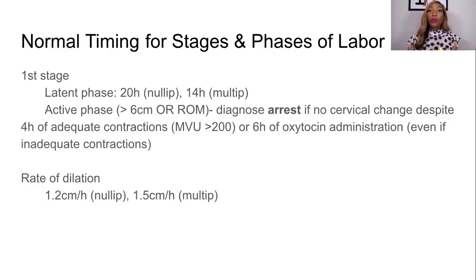We want to prevent primary C-sections because when a woman has a primary C-section, she has more of a chance of having a repeat C-section, and also has a chance of having another repeat C-section. So we're trying to have vaginal deliveries.